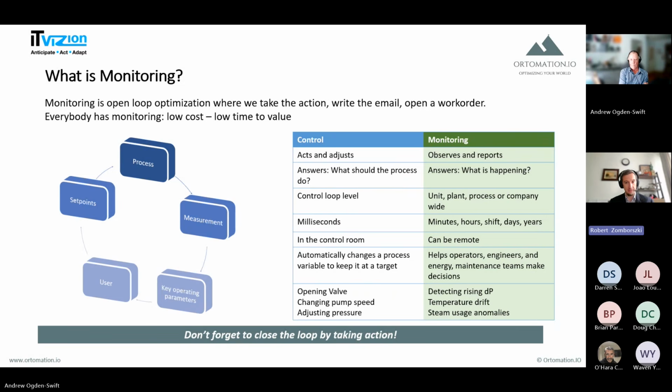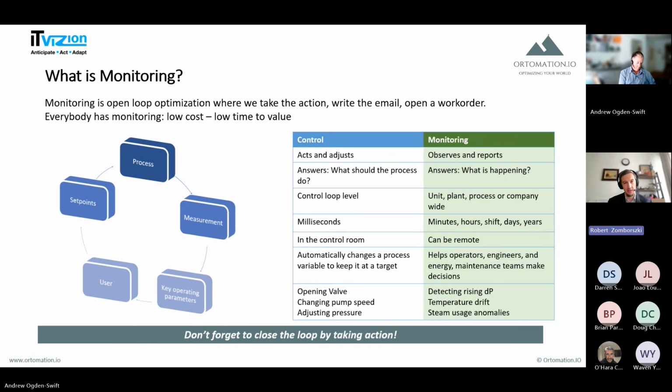Of course, this is a little bit longer range, wider range. It's not just control loop level, but plant, process, or company-wide, and the time frame can be hours, shift, days, and years, and can be remote. But the point is that these key operating parameters are monitored by the user who has to take an action. This action can be a lot of things: writing an email, opening a work order, calling a series of meetings.